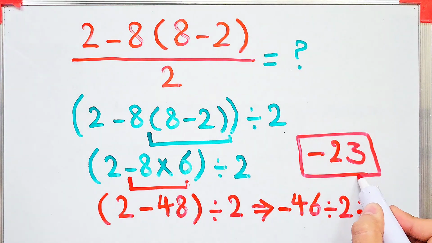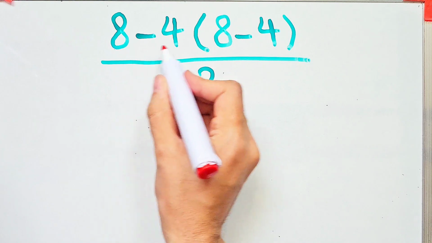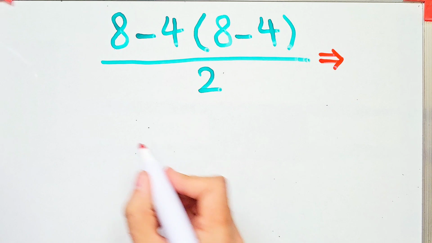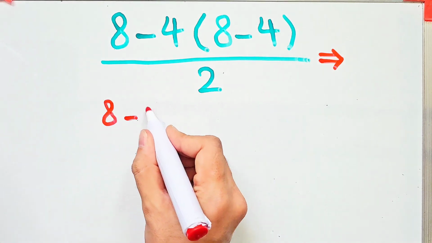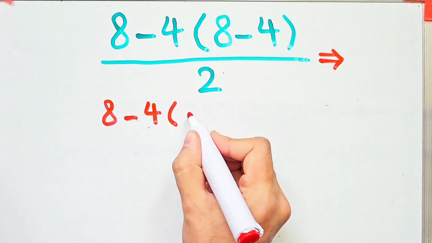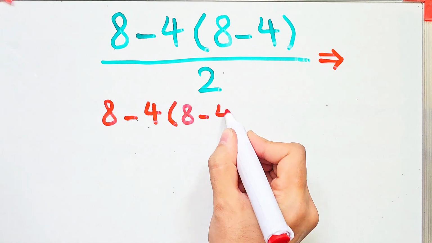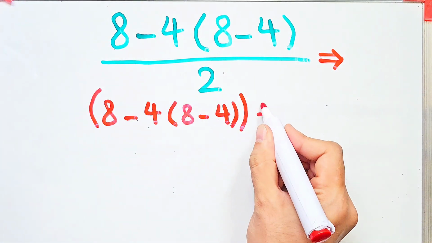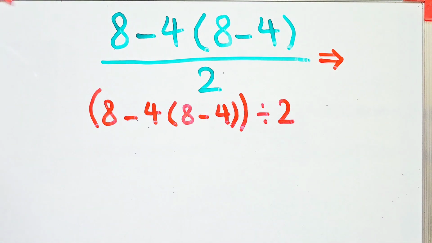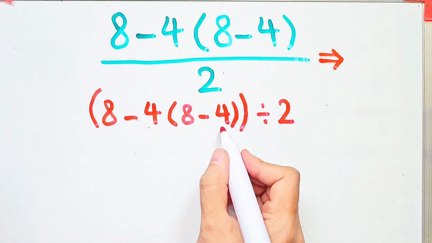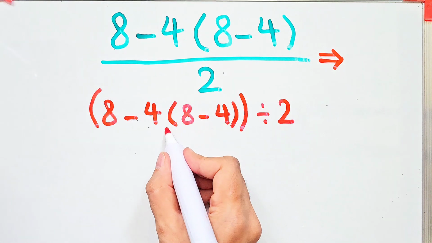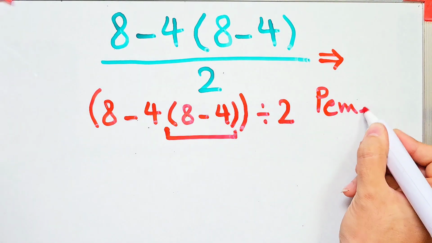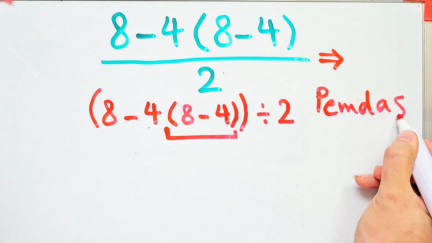Okay guys, let's solve another question. 8 minus 4, then times (8 minus 4), then over 2. Again, we simplify the question. 8 minus 4 times (8 minus 4), then divided by 2. According to the PEMDAS rule, first we simplify the parentheses. After we simplify the parentheses, we can solve the question. PEMDAS shows the priority of the mathematical operation: parentheses, exponent, multiplication, division, addition and subtraction.